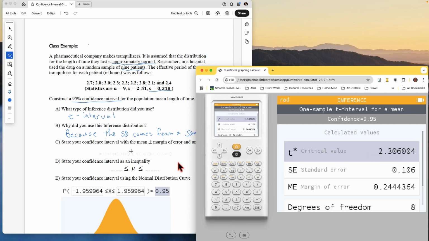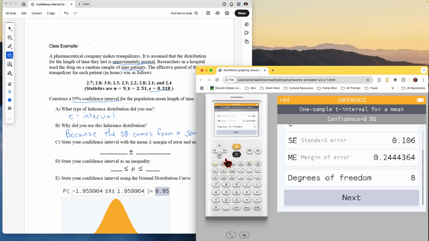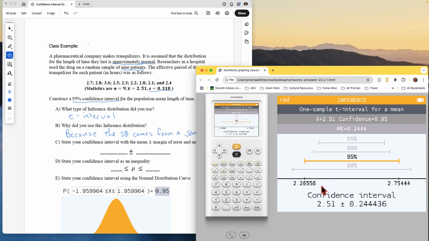We've got a t critical. They didn't ask for any of this. The standard error, they didn't ask for it. The margin of error, they didn't ask for it, but we'll see where it goes. We've got our degrees of freedom. We go to next. And here's all the information that we need. We're first asked to state your confidence interval with the plus or minus margin of error. That's this bottom one right here.